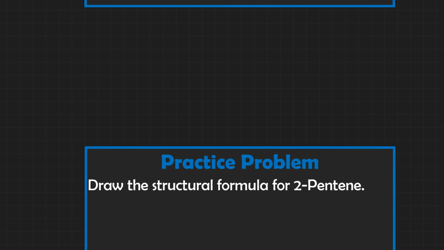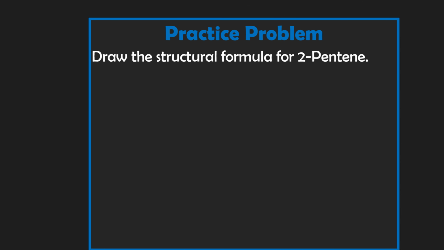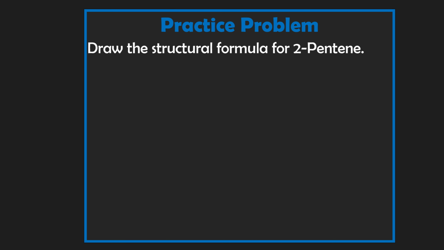Let's try an example. Practice question. Draw the structural formula for 2-pentene. Well, the prefix pent means you have 5 carbons. Ene implies you have a double bond present. And this 2 here means that double bond is after the second carbon.